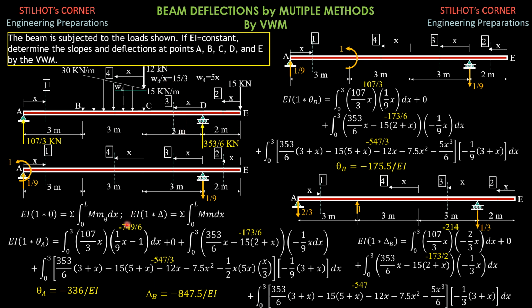So EI times 1 times theta A equals, so the moment at this section 1 here is, since it is clockwise, 107 over 3 times x, limits of x 0 to 3 because the length of the segment AB is 3. Then for this section here, so we have 1 over 9 times x, then minus 1, so minus 1 dx.